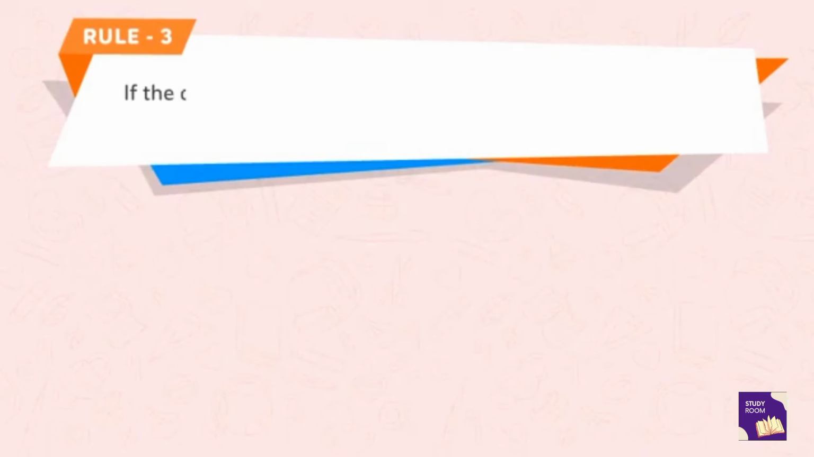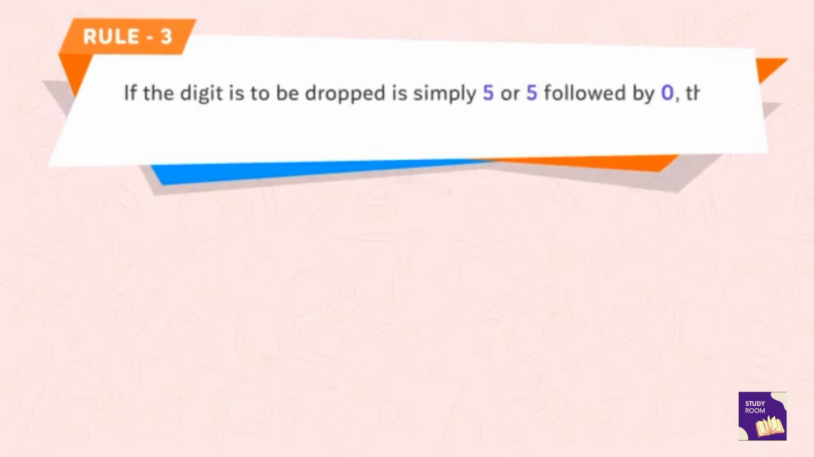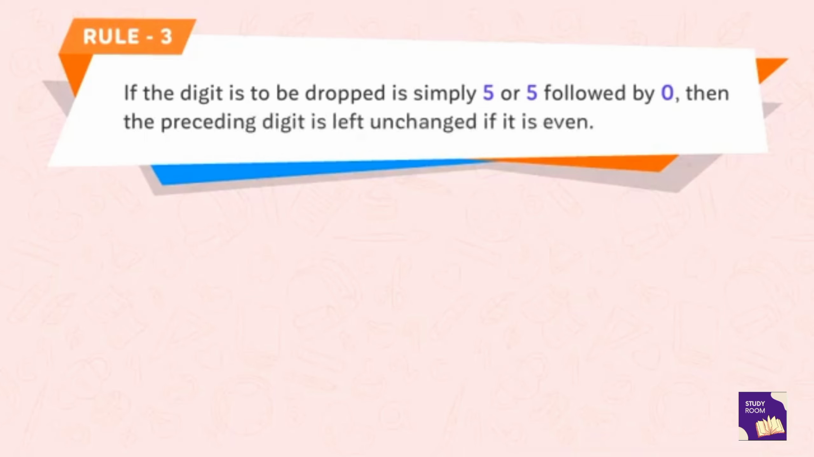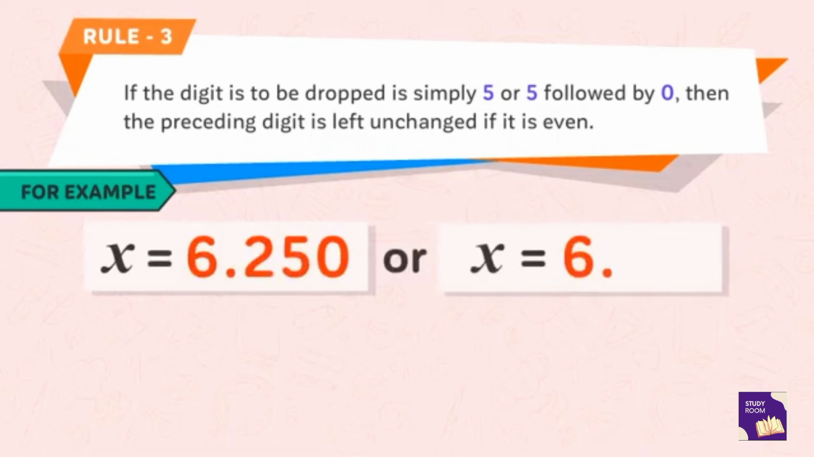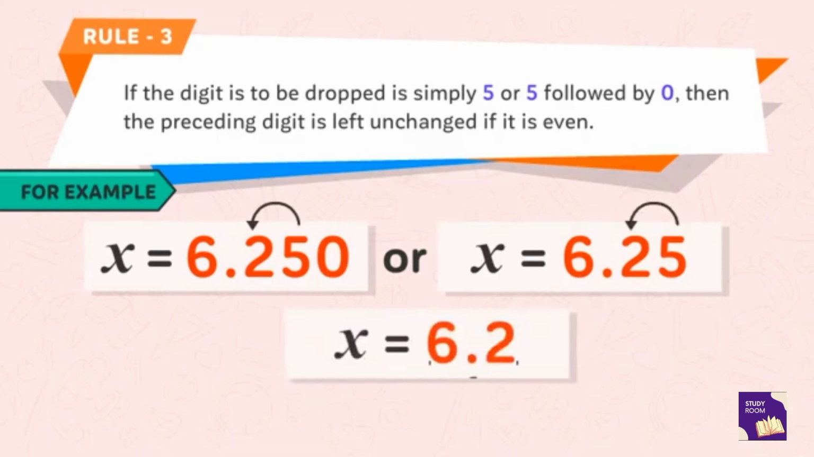Rule number 3. If the digit to be dropped is simply 5 or 5 followed by zeros, then the preceding digit is left unchanged if it is even. For example, x equal to 6.250 or x equal to 6.25 becomes x equal to 6.2 after rounding off, which has two significant figures.